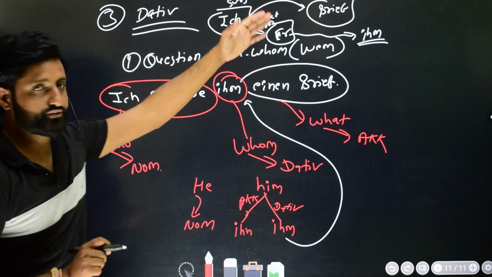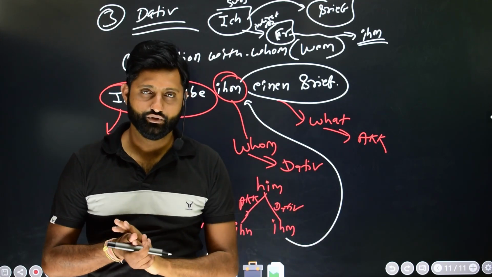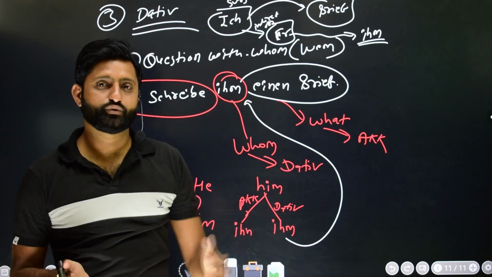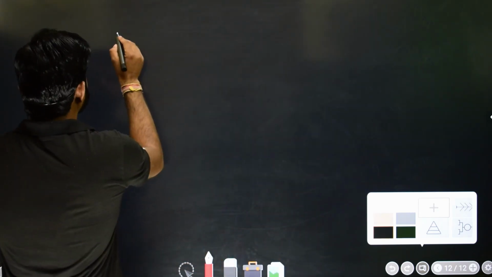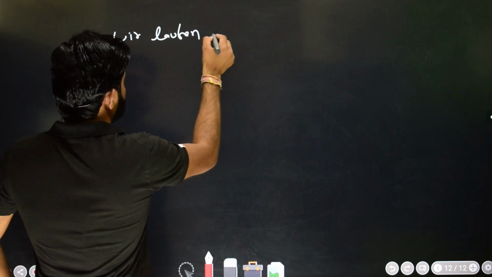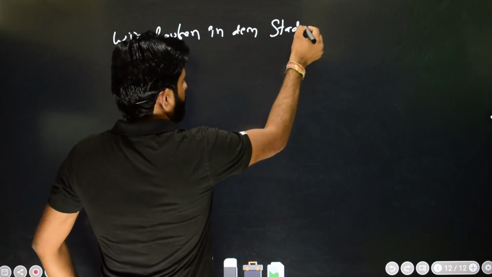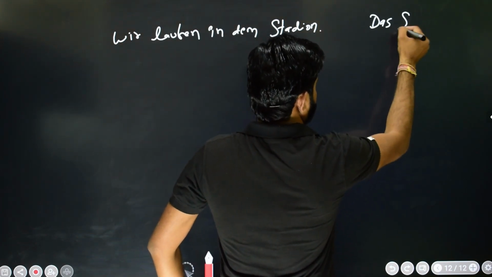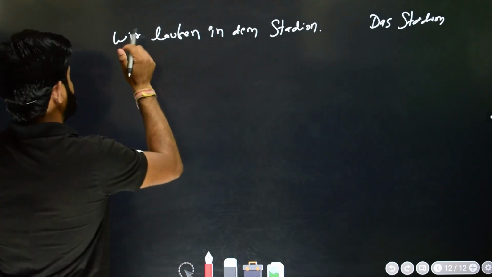Wechsel preposition we already covered: if there is no movement, dative. If movement is there but in a fixed area, then also it is dative. If the question is with wo, then also it is dative. We can take one example. Wir laufen in dem Stadion. Stadion is stadium. The article of Stadion is das Stadion. Das Stadion.